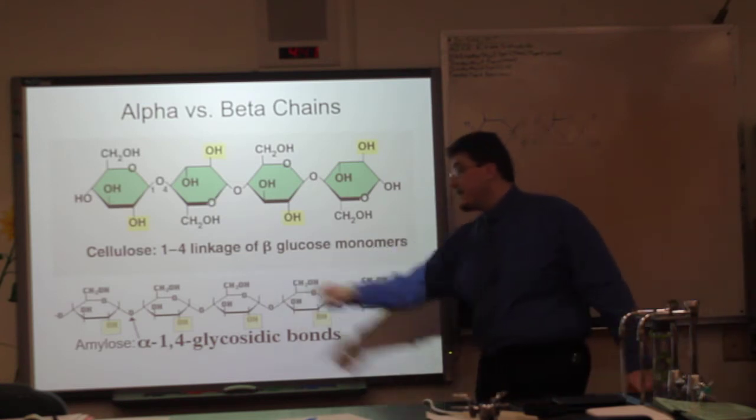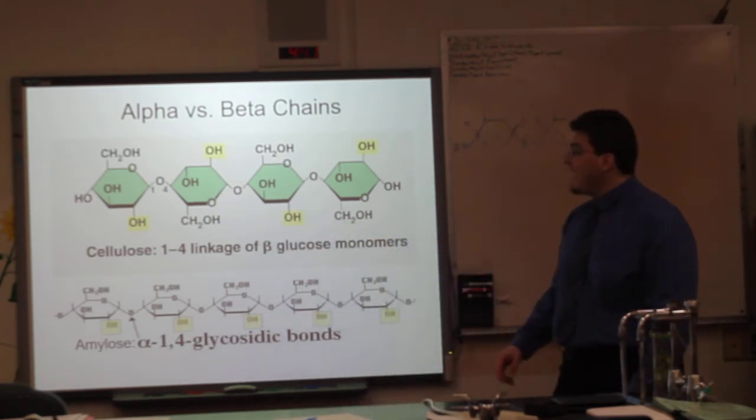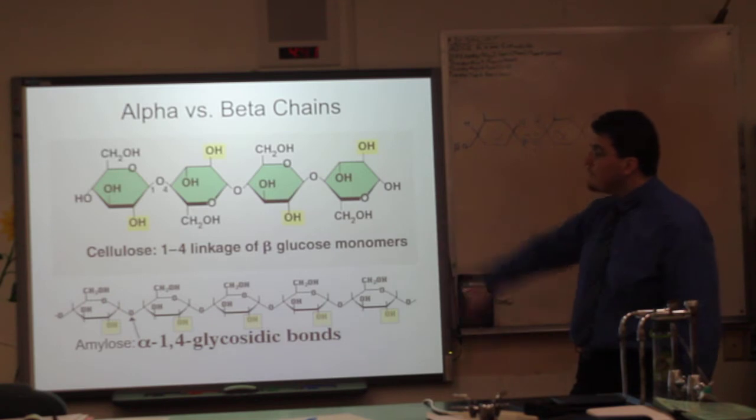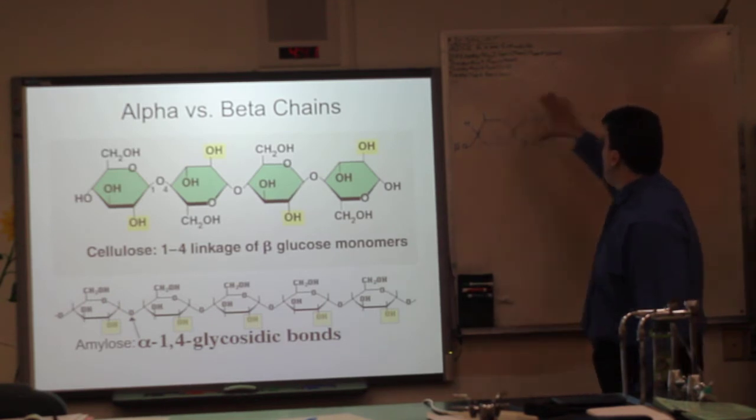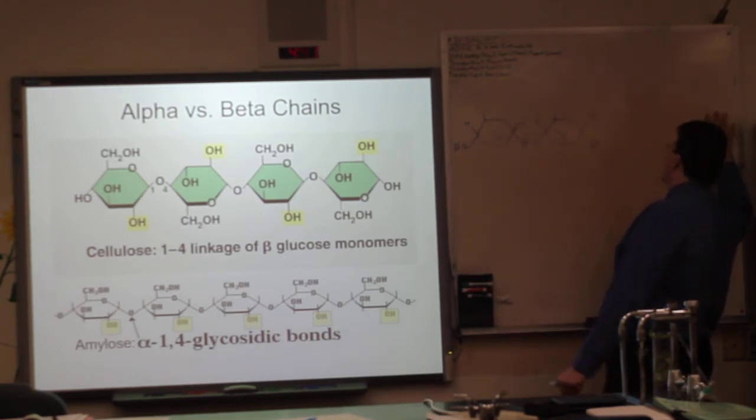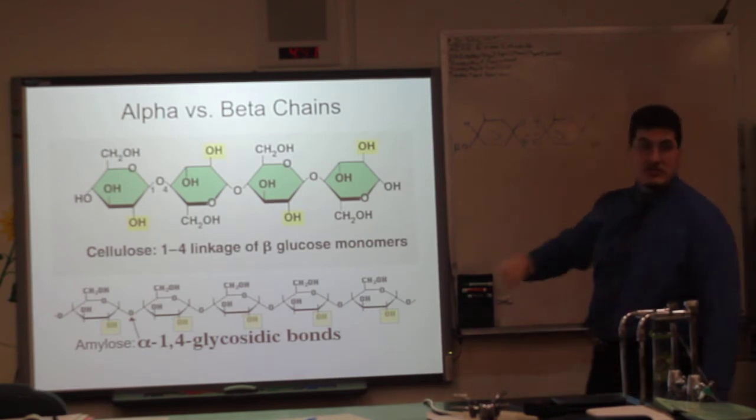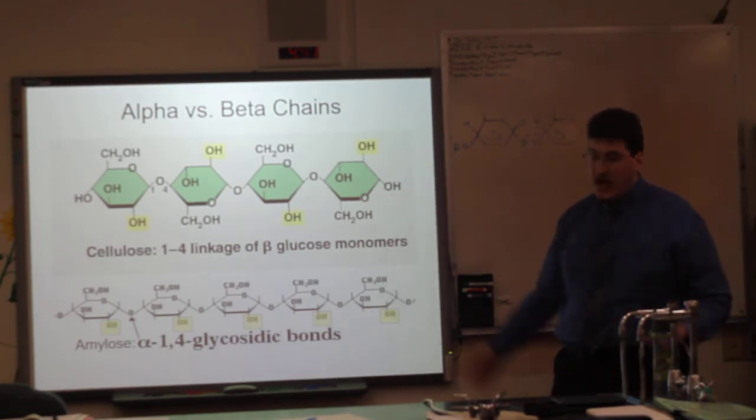In fact, that's how you get amylose, an unbranched chain of alpha glucose, alpha 1,4 glycosidic bonds. This one bonds to this one, which bonds to this one, which bonds to this one, just continuing forward until you're done.